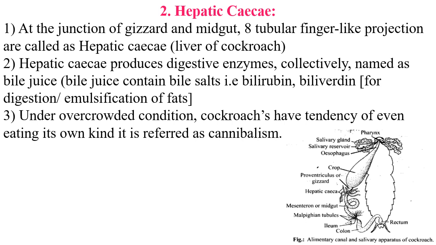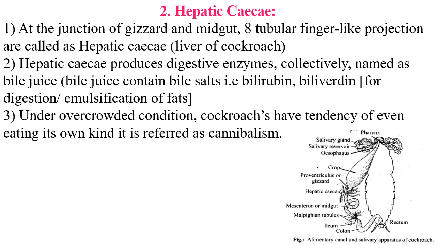And as we know, bile juice consists of bile salts, biliverdin and bilirubin, for digestion or emulsification of fat. Remember, this is a unique character of higher animals also, where digestion of fat is impossible unless and until it is broken down into smaller globules. And that breakdown of fats into smaller globules is called emulsification. So emulsification is essentially done with the help of bile juice even in the cockroaches.